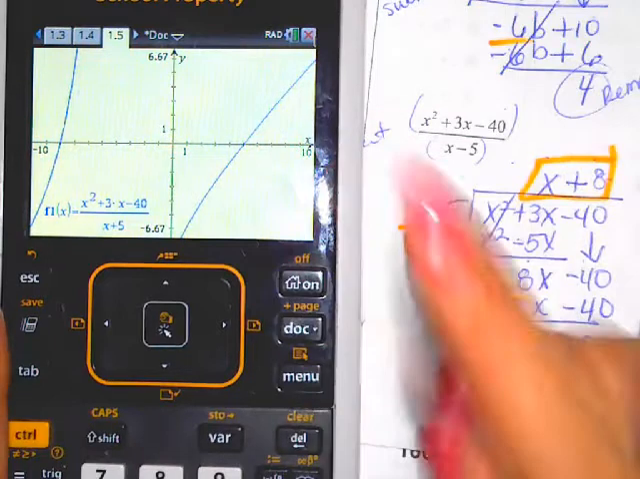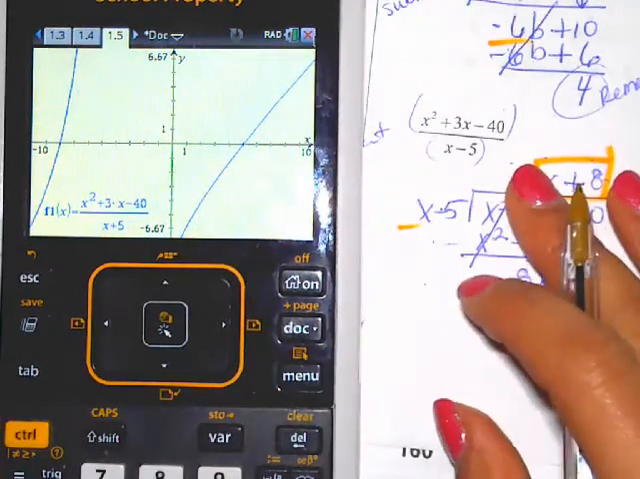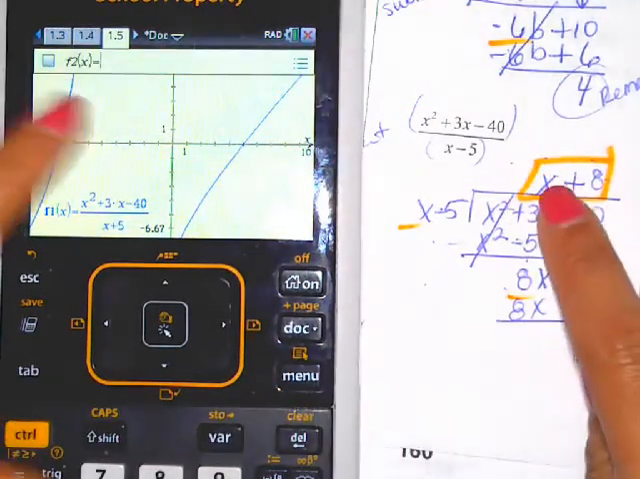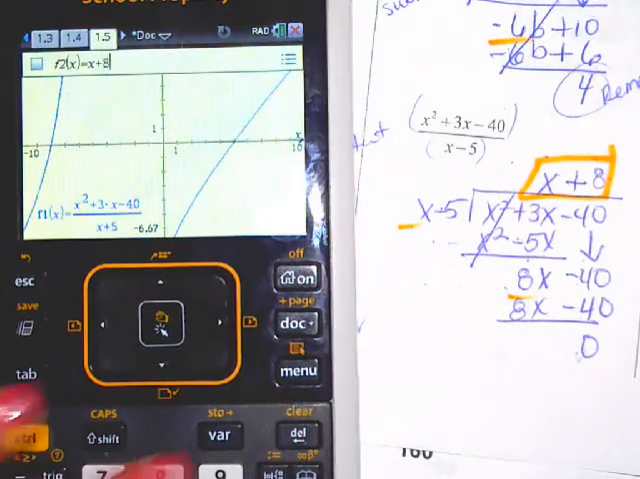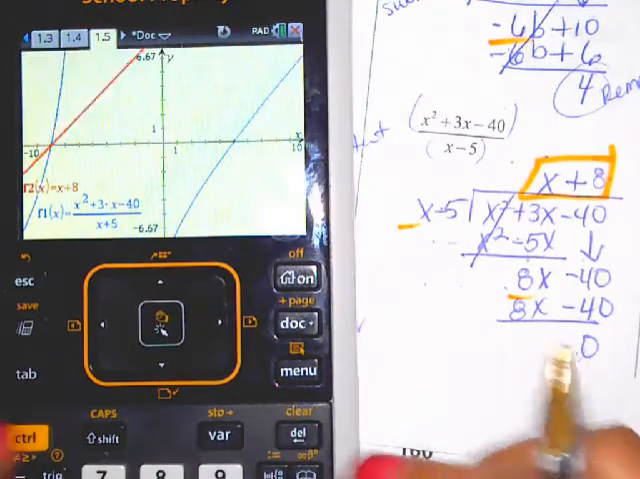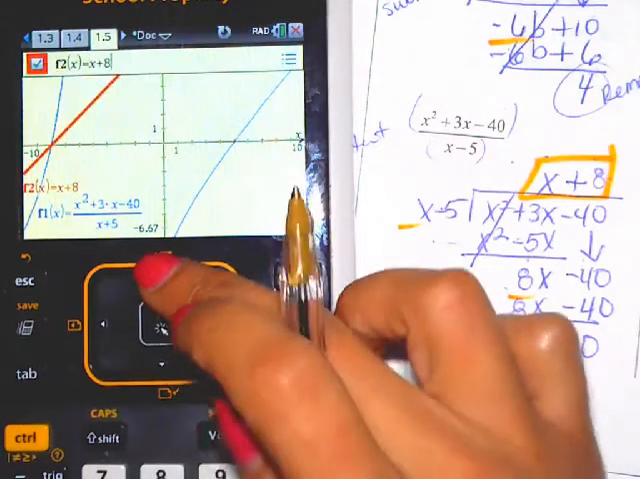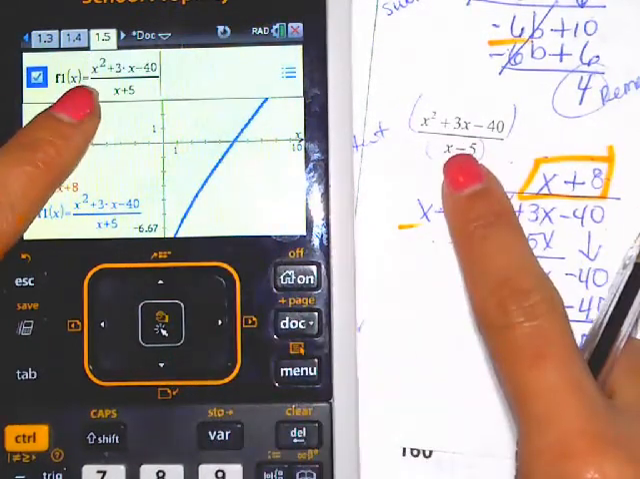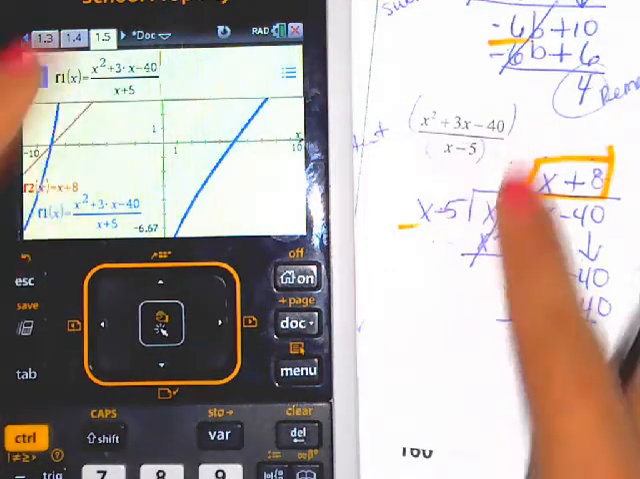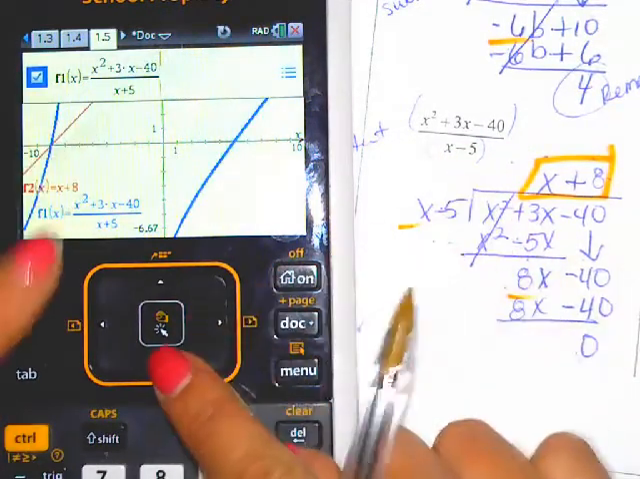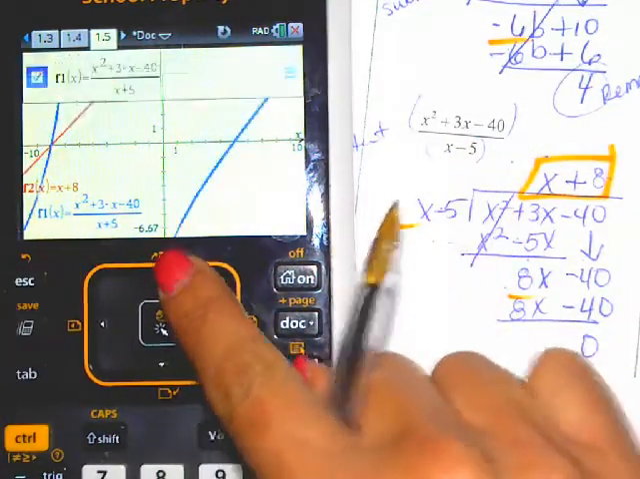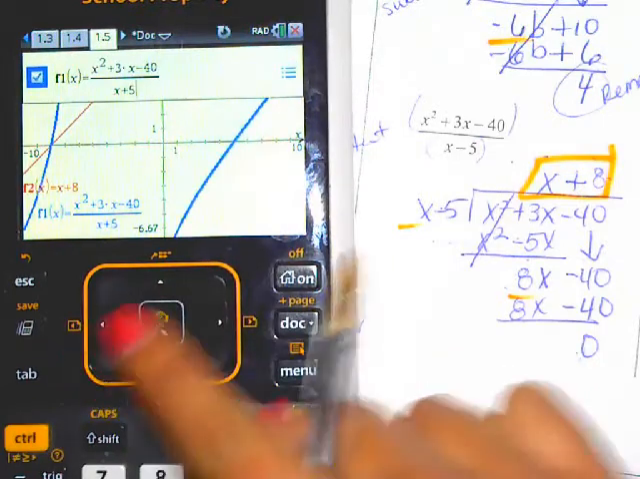Alright, so it looks kind of weird, but that's not a problem. Then hit tab and let's plug in our answer. X plus 8. Oh, I think I did something wrong. Hold on. So it was x squared plus 3x minus 40. Oh, divided by x minus 5, and I put plus 5. So let me change that.